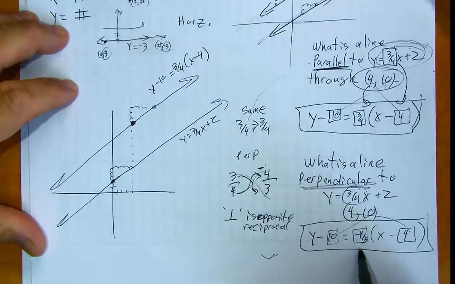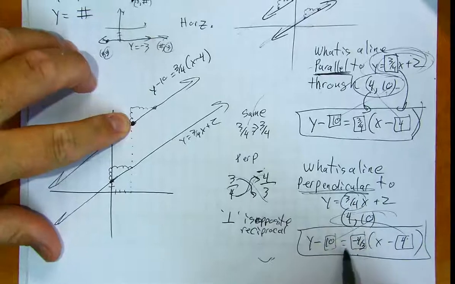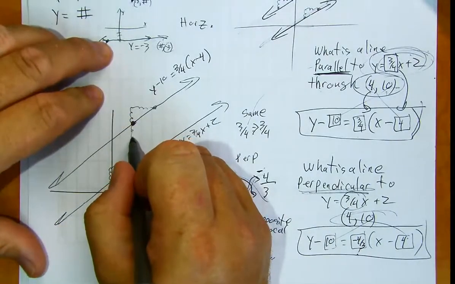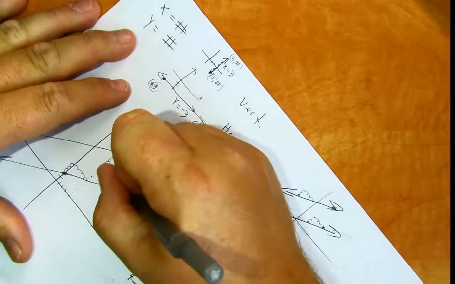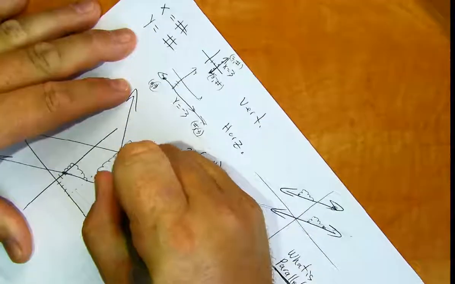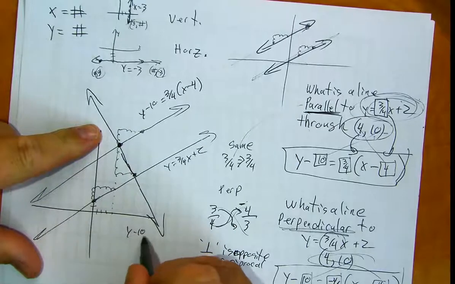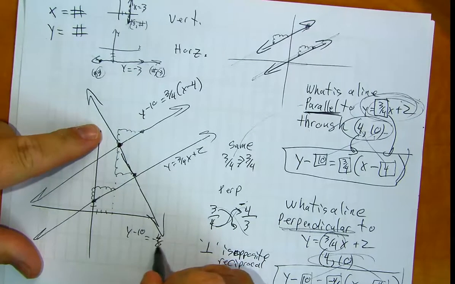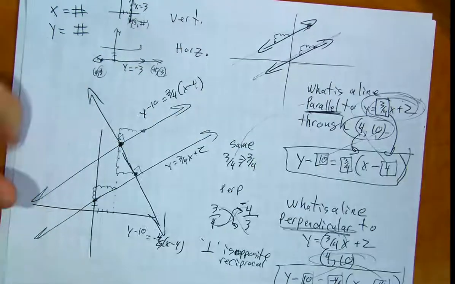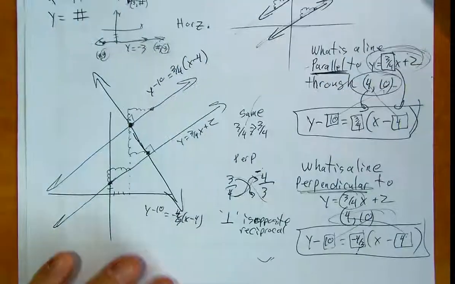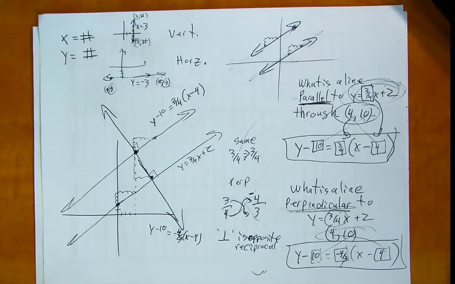Now let's do the perpendicular line. Well, I still have (4, 10), so that's right here. But now the slope is -4/3. Down 4, over 3. And in this case, I have this line. So we have y minus 10 equals -4/3 times x minus 4. Does that look like it meets at a right angle? It certainly does. So by using parallel and perpendicular, we can finish up our discussion of linear equations.